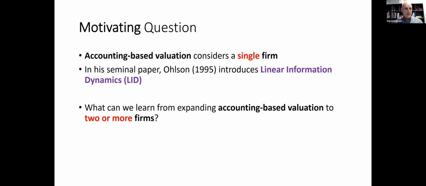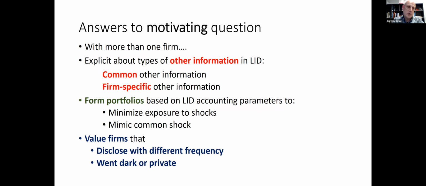Daphne and I are motivated by the fact that accounting-based valuation models generally consider a single firm in their setting. In one seminal paper by Jim Ohlson from 1995, he introduces the assumption of linear information dynamics. So Daphne and I were motivated to pose the question: what might we be able to learn by expanding the existing accounting-based valuation models to 2 or even more firms? That motivating question led us to make the following considerations.